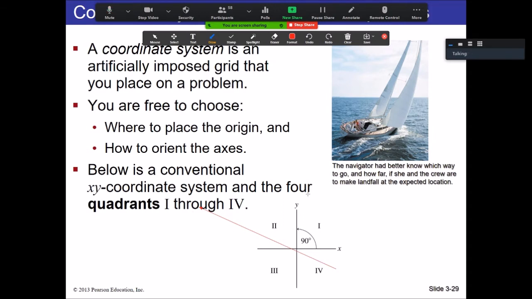Okay. This is a quadrant 3 vector. It points down and to the left. Okay. Here's a quadrant 4 vector. All right. Any questions about that?